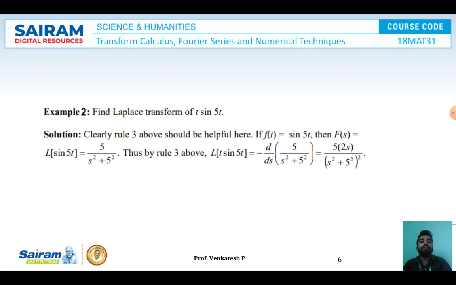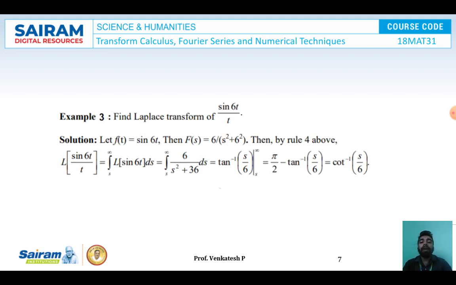To find f of s, I am going to apply the Laplace transform on both sides. So we got the Laplace transform of sine 5t will be equal to 5 by s square plus 5 square, which is our f of s value. Now according to rule number 3, the Laplace transform of t sine 5t, when n is equal to 1, will be equal to minus d by ds of 5 by s square plus 5 square. After solving this with respect to s, we got 5 into 2s by s square plus 5 square whole square, which is the required solution.